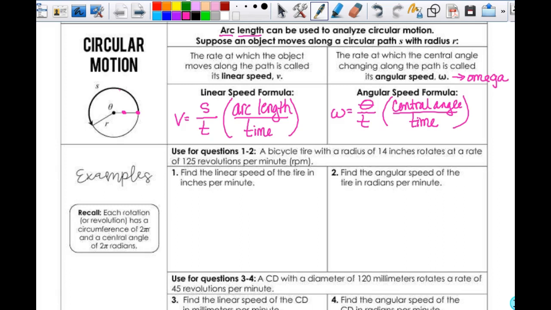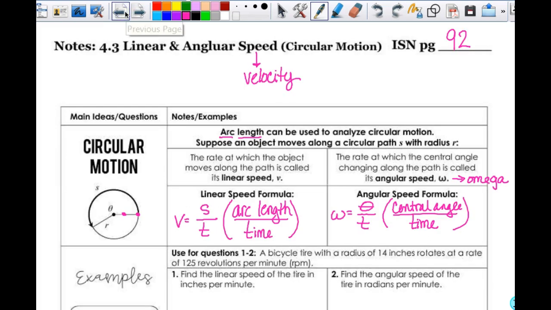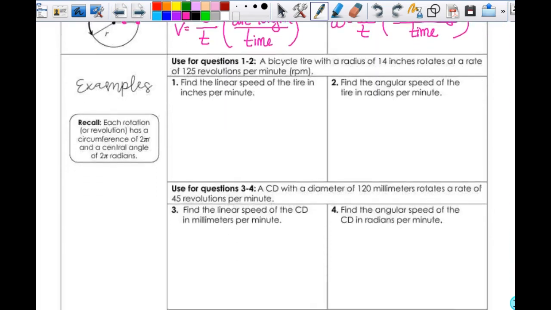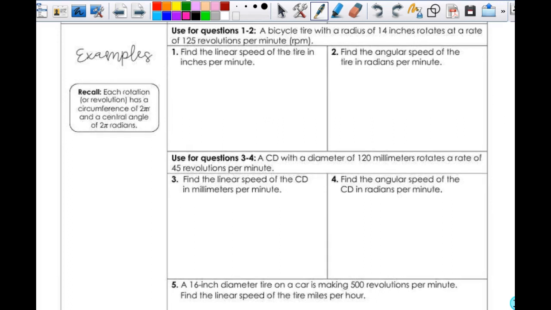Okay, so let's find these two things here. A bicycle tire with a radius of 14 inches rotates at a rate of 125 revolutions per minute. I've got to fix the board here. And we want to find the linear speed of the tire in inches per minute. All right, so I need the arc length first in order to do the linear speed. Linear speed is velocity, it's s over t. So I have to find s.